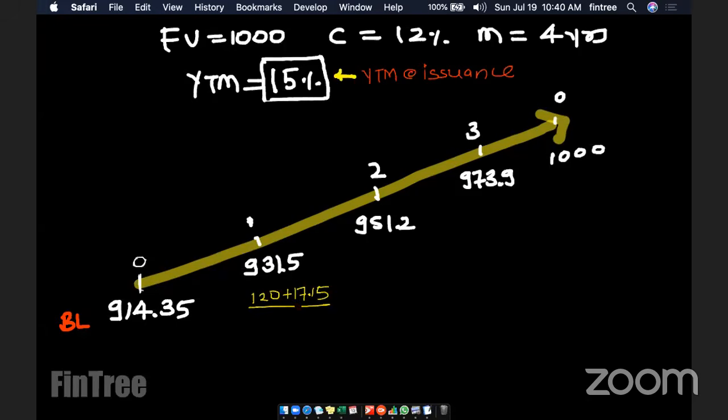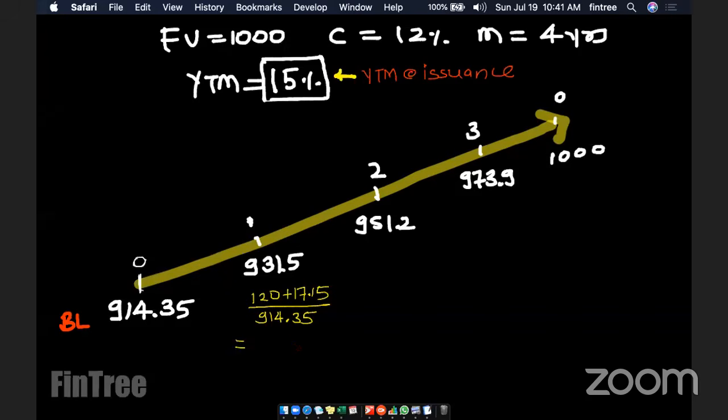And in year one, how much did I invest? If I want to calculate my percentage return, what money went out from my pocket a year ago? This is my income today, but I invested 914. So I invested 914 last year, and today I received a return of 120 plus 17.15. Now, can you calculate how much this becomes in percentage terms?